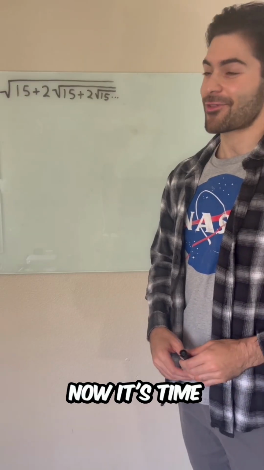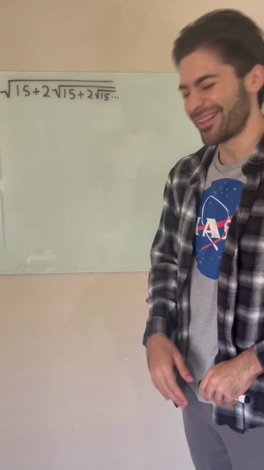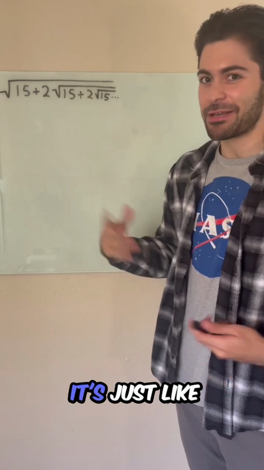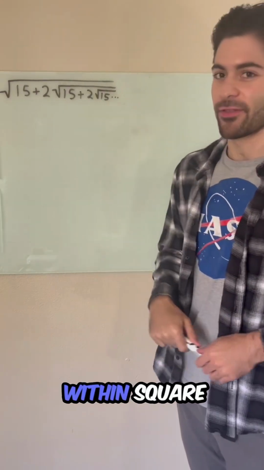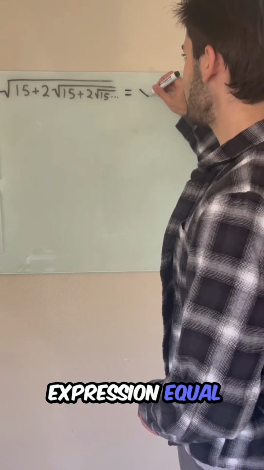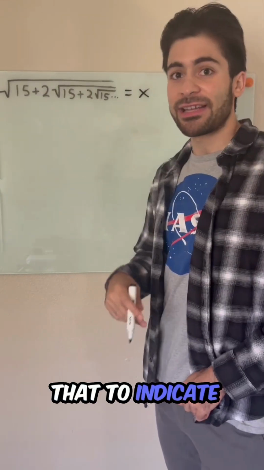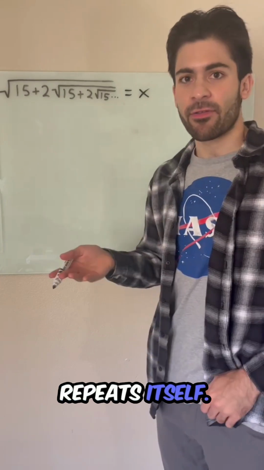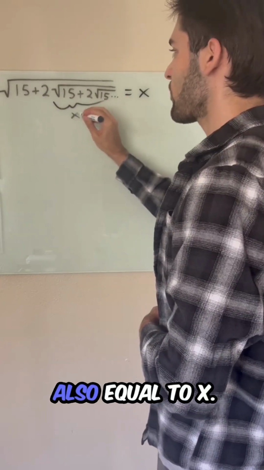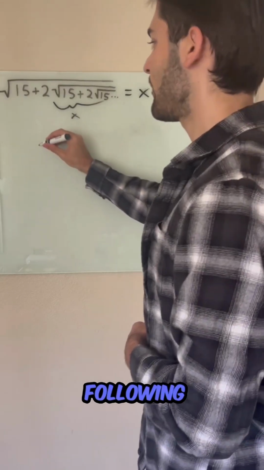All right, guys, now it's time to get radical. Stop. There's no special name for this. It's just like a repeating sum within square roots. So I could use the same trick as last time where I set this whole expression equal to x and use that to indicate when the pattern repeats itself. So if you notice when the square root starts over, this whole expression is also equal to x. So with that, I can write the following equation.